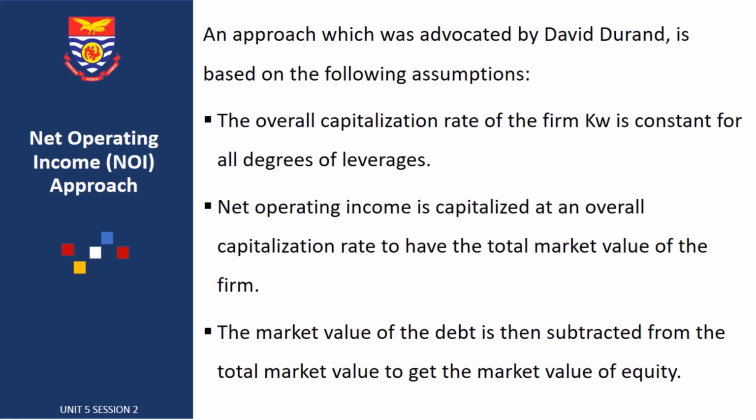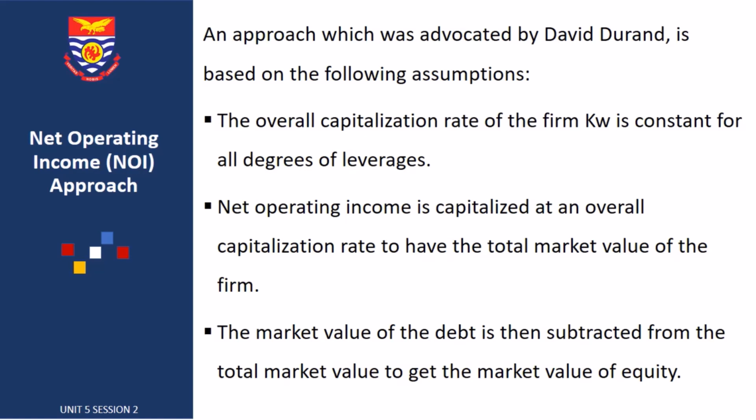This theory was advocated by David Durand and is based on the following assumptions. It says that the overall capitalization rate of the firm, which stands for Kw, that is the cost of capital, is constant for all degrees of leverage. That is the first assumption. The second assumption is that the net operating income is capitalized at an overall capitalization rate to get the total market value of the firm.